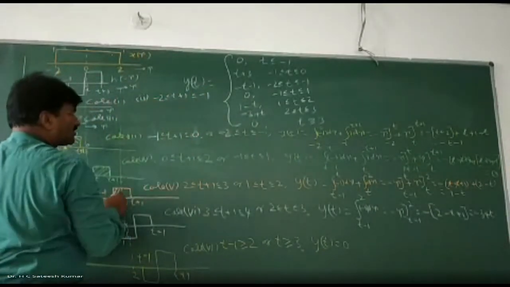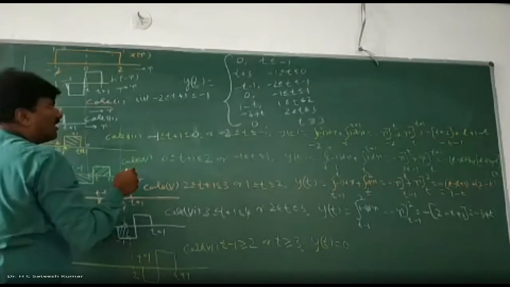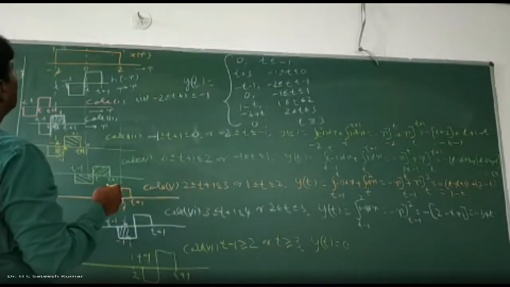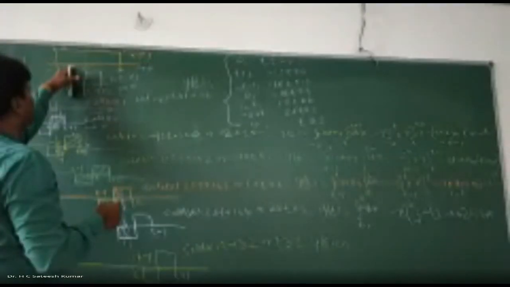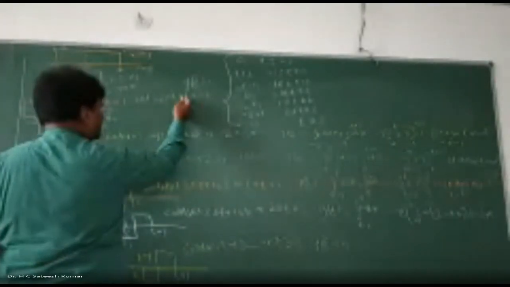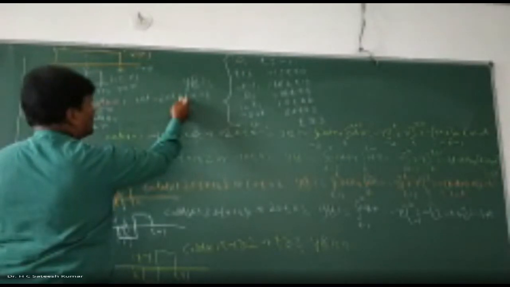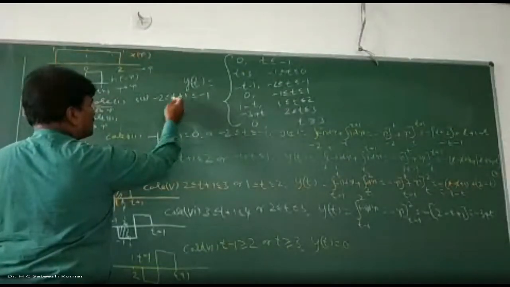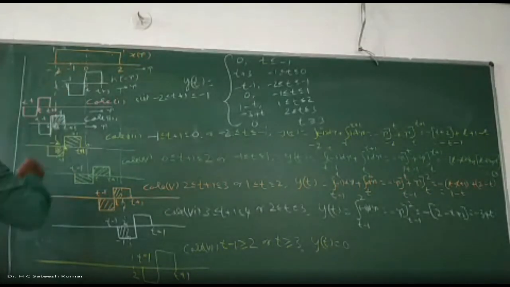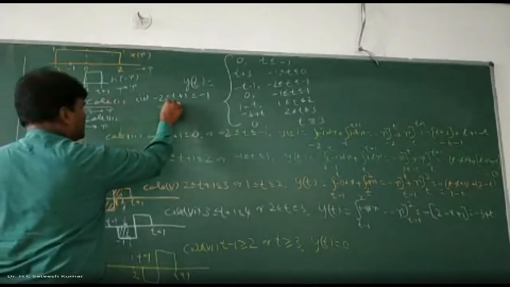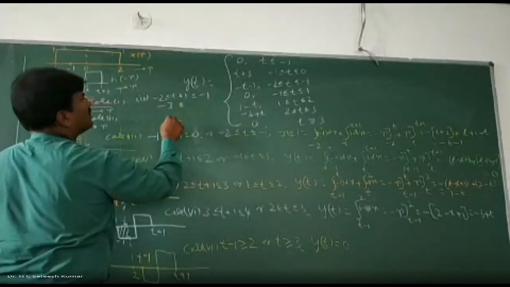And if you transfer to this side, what will you get? T plus 1 lies between -2 and -1. Therefore, what will you get? Second case, what do we have? T plus 1 lies between -2 and -1, right? Therefore, it is -3 to... lies between.